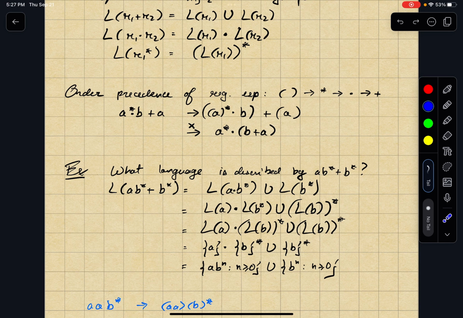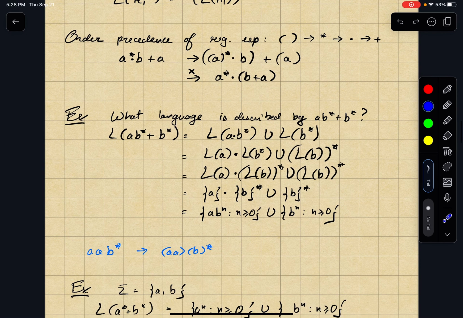Okay. And so we see that this language concatenates the language with only the string A with the language containing any number of B's, right? And so effectively that language is AB^n for n greater or equal to 0. And then in the same way, the language just containing B whole star maps to the language just containing a sequence of B's any number of times, and so I can rewrite that as B^n for n greater or equal to 0. Okay, good.